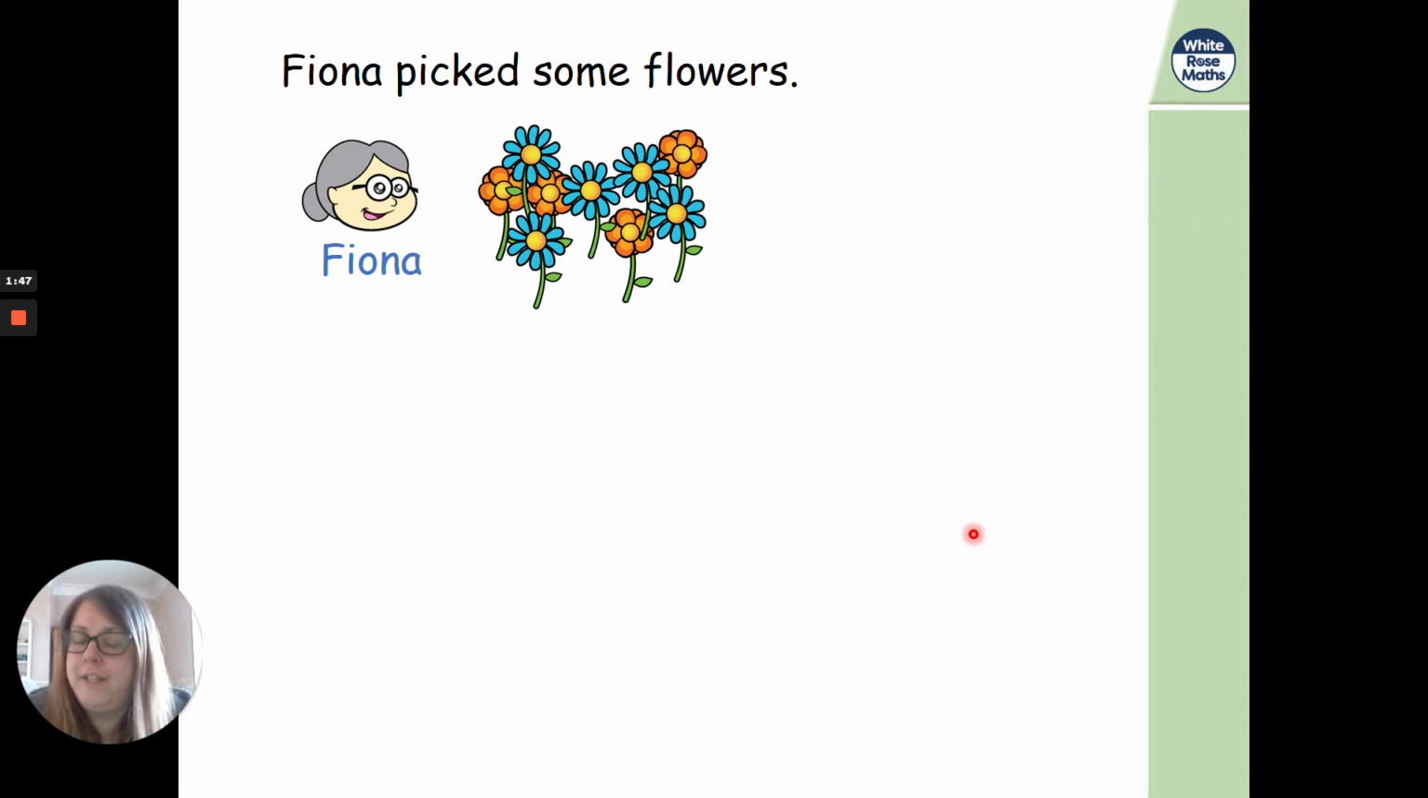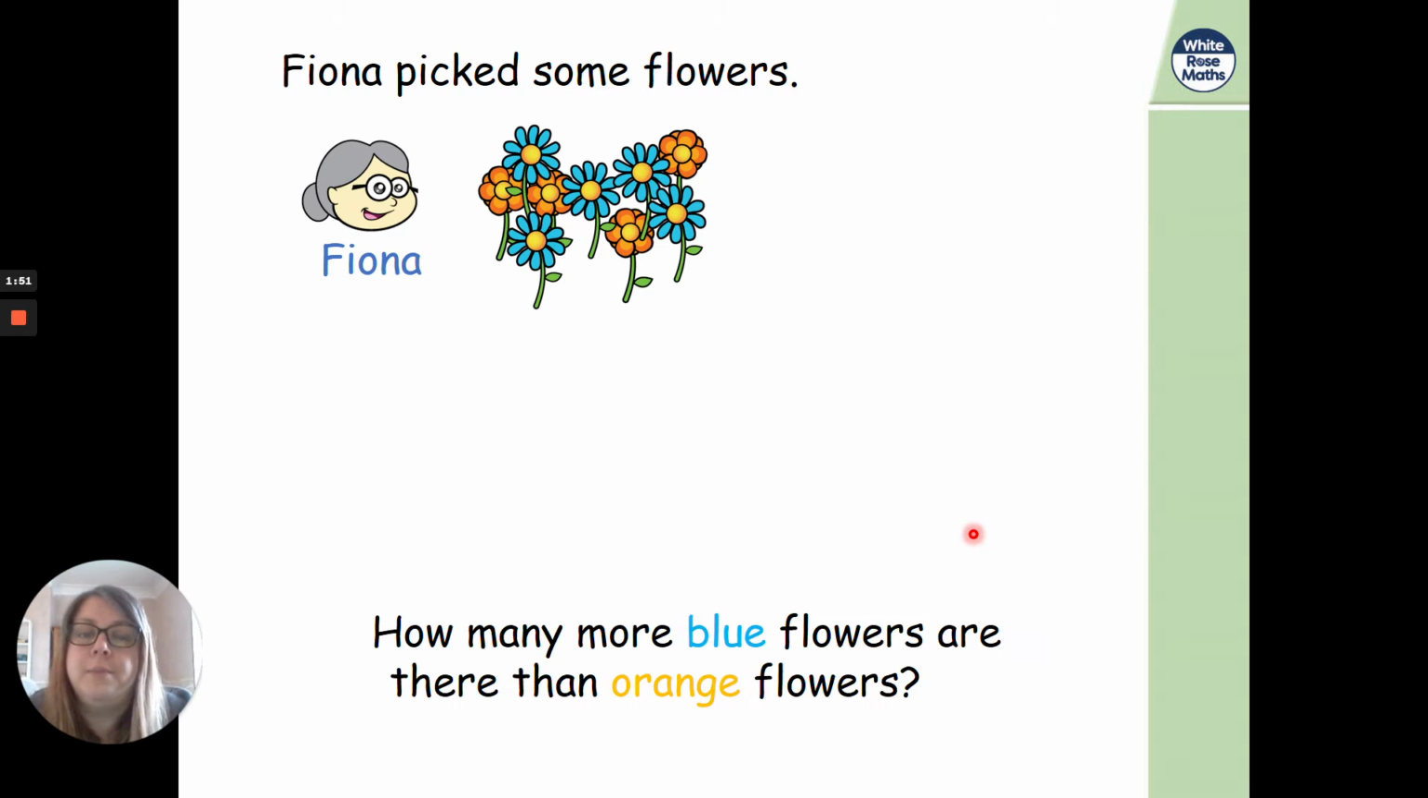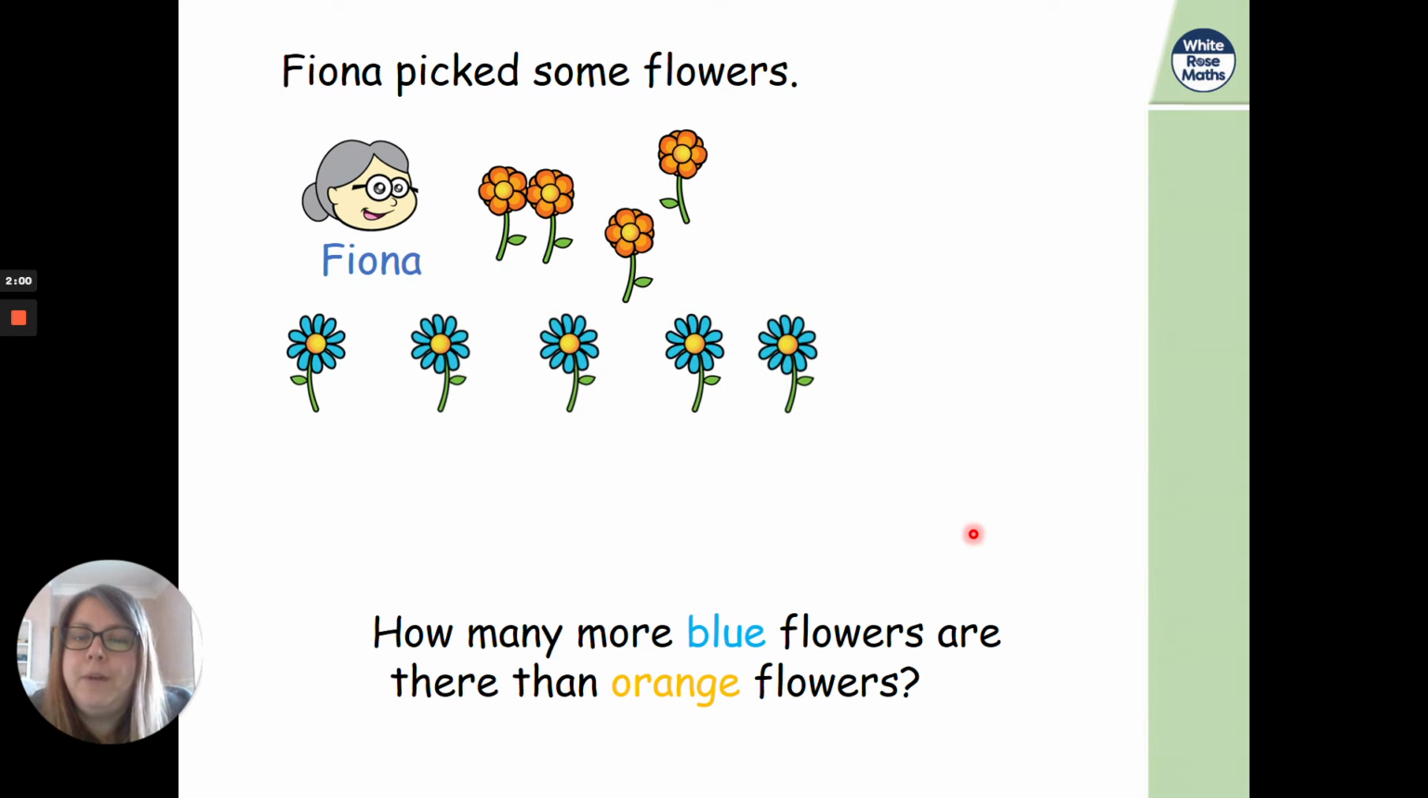So let's have a look at finding the difference. Fiona has picked some flowers today. She's picked some blue and some orange flowers. We need to work out how many more blue flowers there are than orange flowers. So let's have a look. How many blue flowers has she picked? Have a little count. She's picked 5, hasn't she?